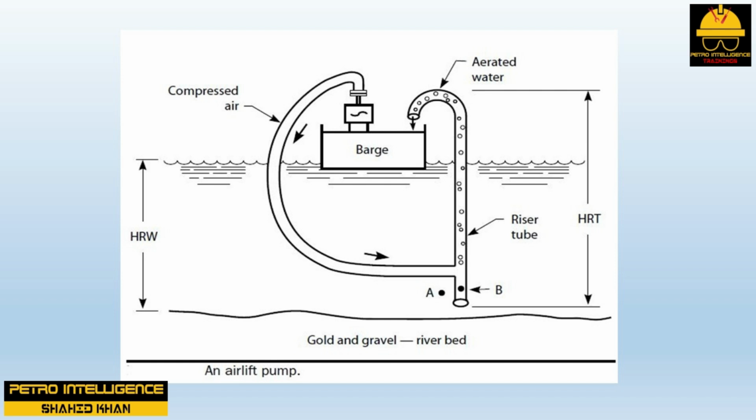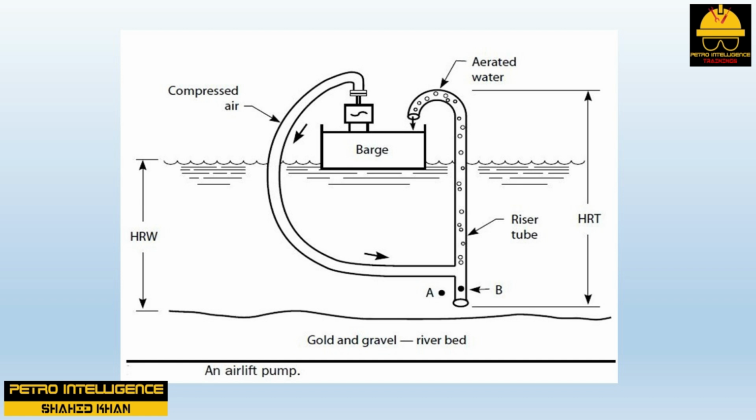Compressed air is forced to the bottom of the river through the airline. The air is injected into the bottom of the riser tube. The aerated water in the riser tube is less dense than the water in the river. This creates a pressure imbalance between points A and B. Since the pressure at point B is less than that at point A, water as well as the gold and gravel is sucked off the bottom of the river and up into the riser tube.